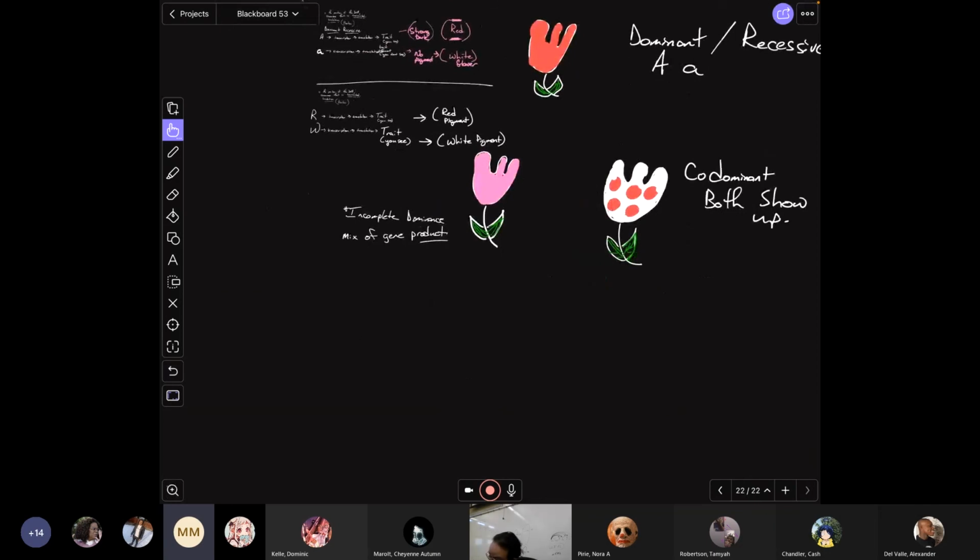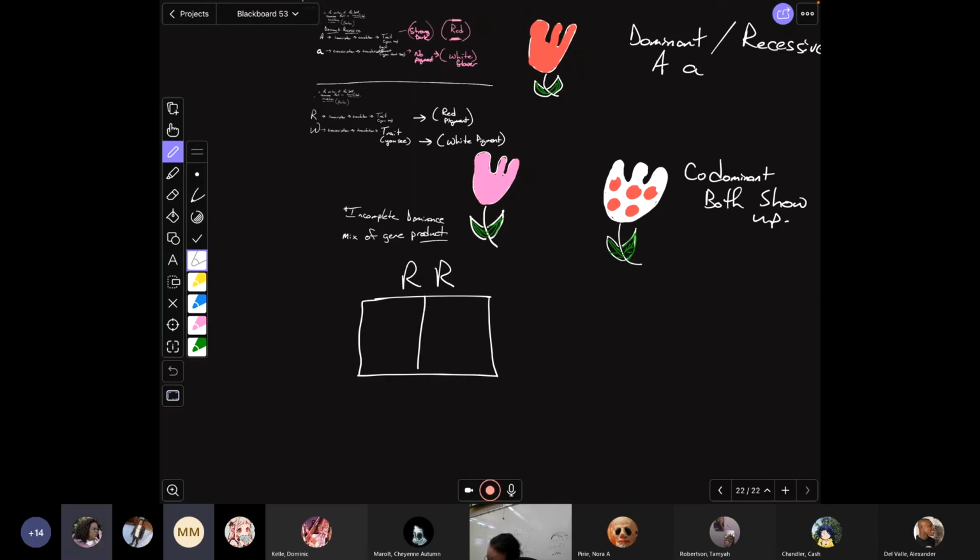So let's do a Punnett square for the incomplete dominance really quickly. So if you have big R, big R, what do you got? Red. You have red. So it's a red parent. What if you have big W, big W? You're going to have a white parent.